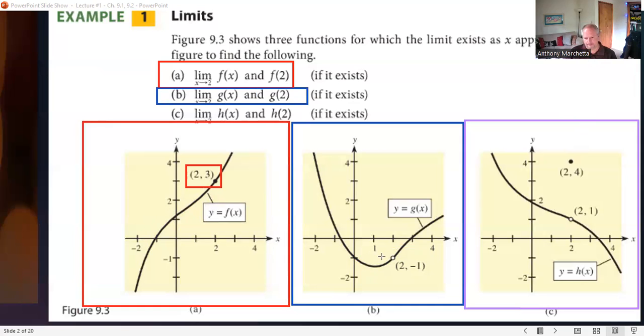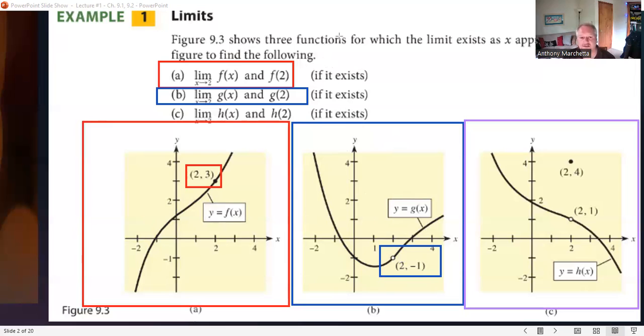Here, g of 2 does not exist. However, the limit as x approaches 2 does exist. It would have been -1. If you were walking on that line and you were taking steps along the line, you would be approaching 2 in the same way that you'd be approaching a y value of -1. So in this case, g of 2 does not exist, but the limit does exist.